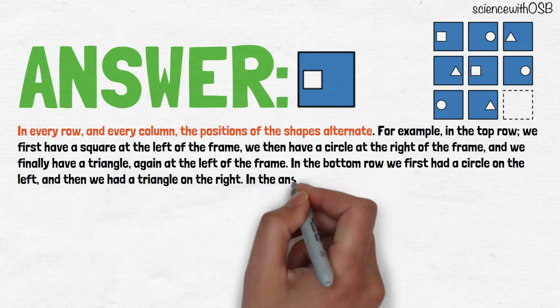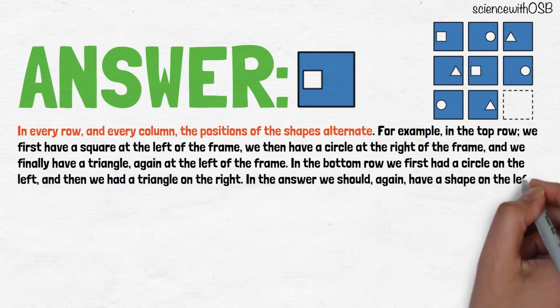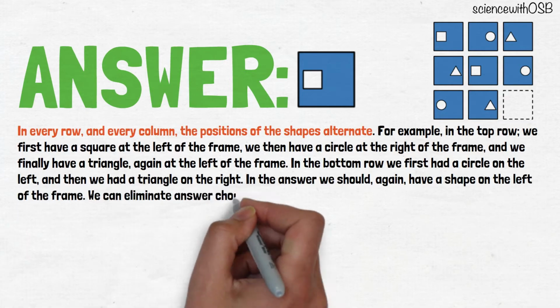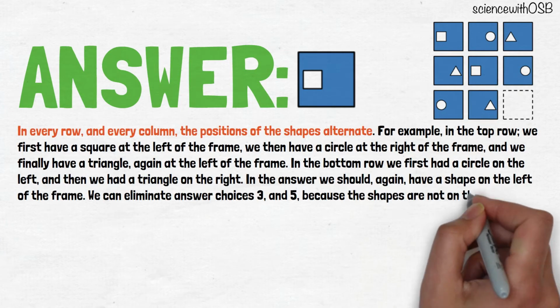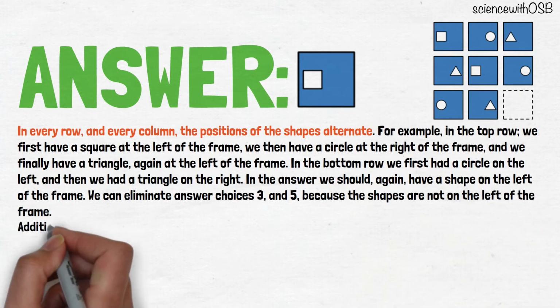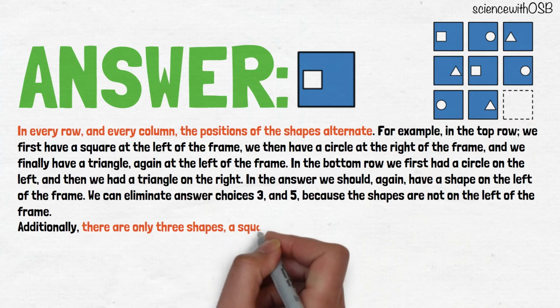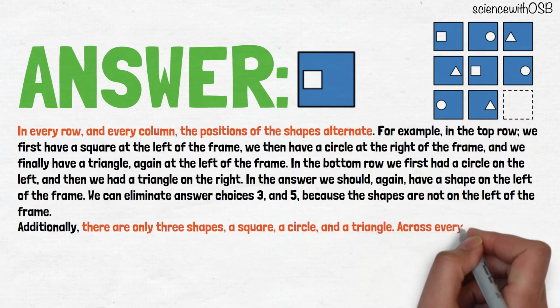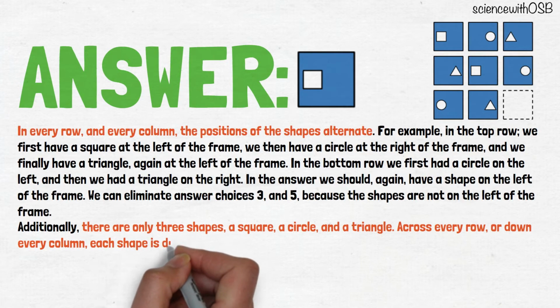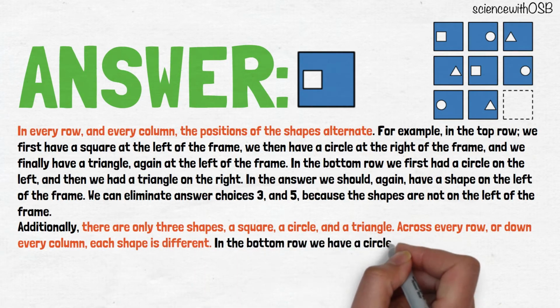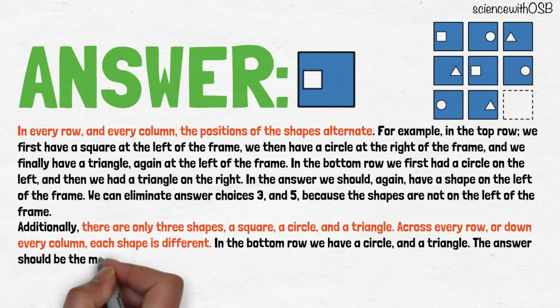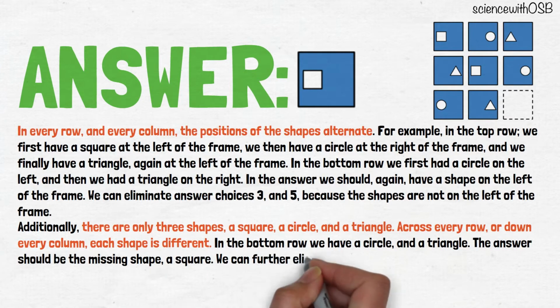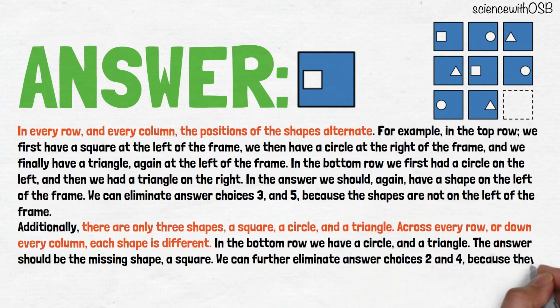the right. In the answer, we should again have a shape on the left of the frame. We can eliminate answer choices 3 and 5 because the shapes are not on the left of the frame. Additionally, there are only 3 shapes: a square, a circle, and a triangle. Across every row or down every column, each shape is different. In the bottom row, we have a circle and a triangle. The answer should not be the missing shape, a square. We can further eliminate answer choices 2 and 4 because they are not squares. Hence, we are left with answer choice 1, which is your correct answer.